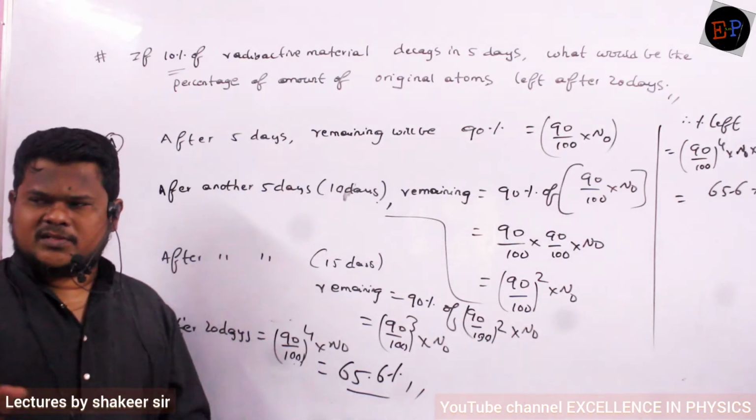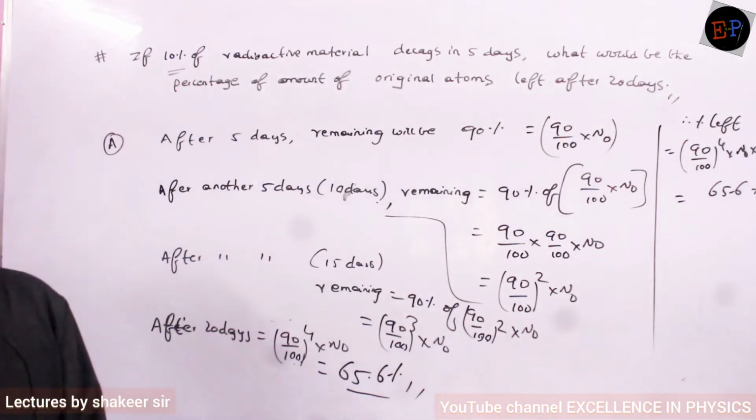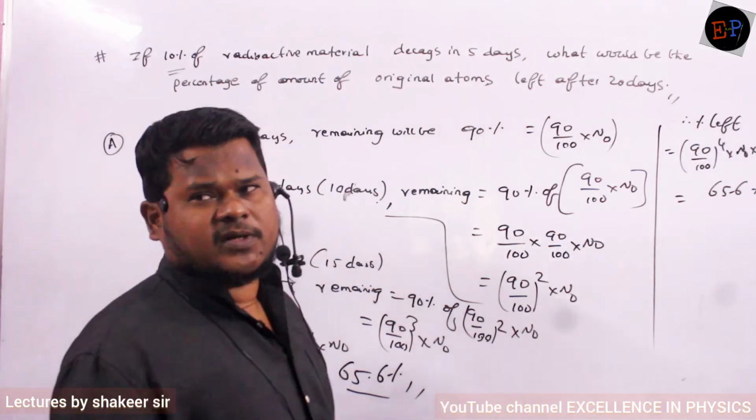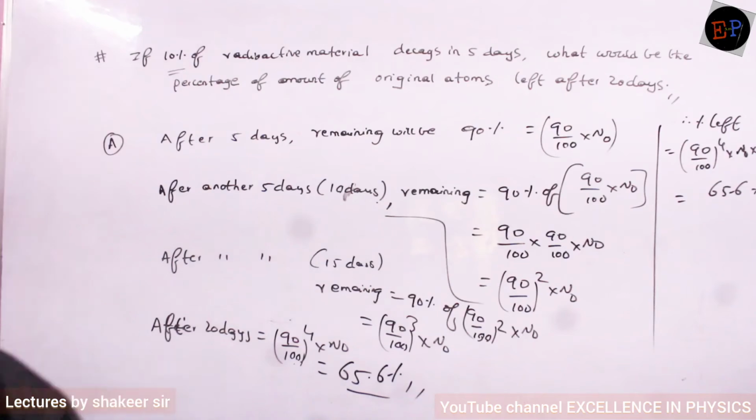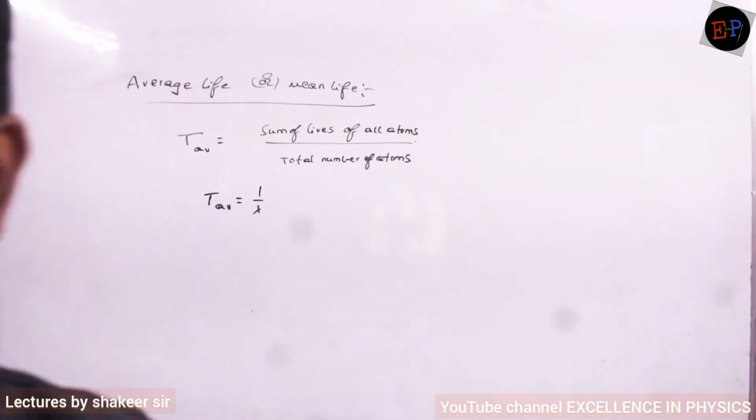In half-life also, this was the method we have followed. So for any percentage, you have to follow the same method. Half-life means 50%. Here instead of 50%, what he gave? 10%. But whatever it may be, calculations remain same.